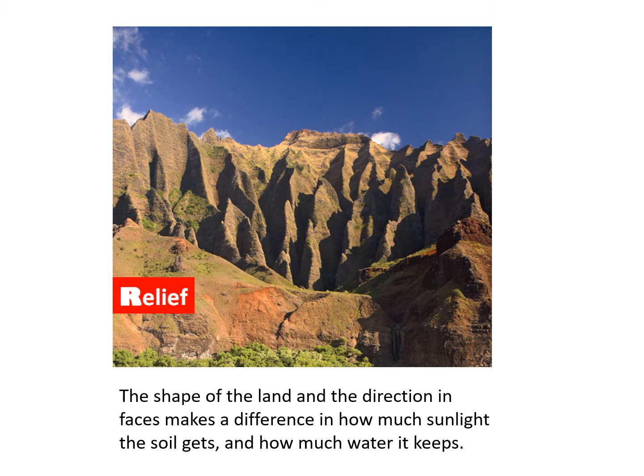Steep slopes show less development as they are likely to erode and are unstable. South-facing slopes in the northern hemisphere will show more development as they are warmer. The shape of the land and the direction it faces makes a difference in how much sunlight the soil gets and how much water it keeps.